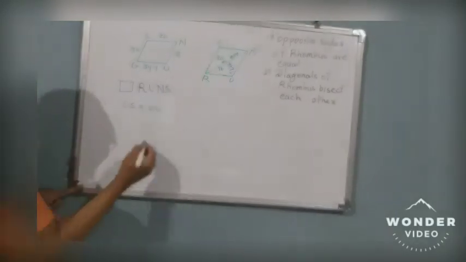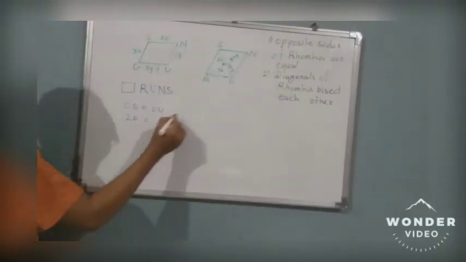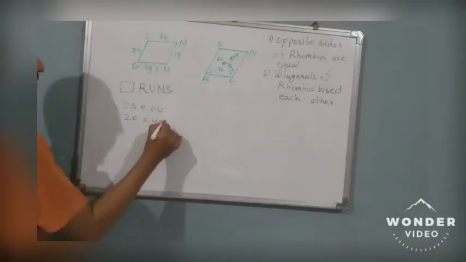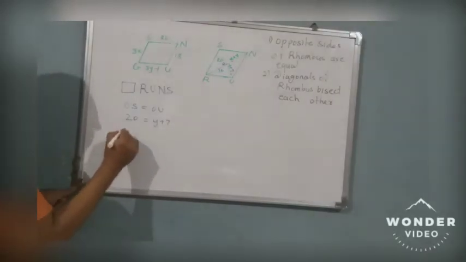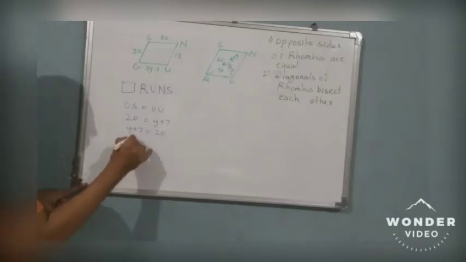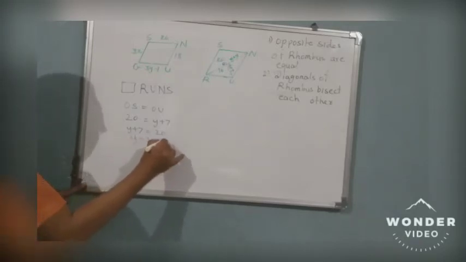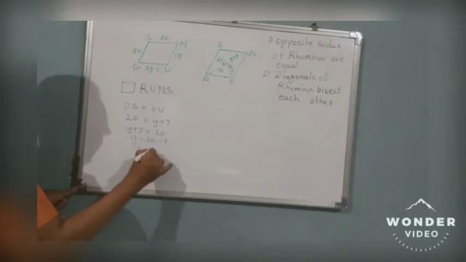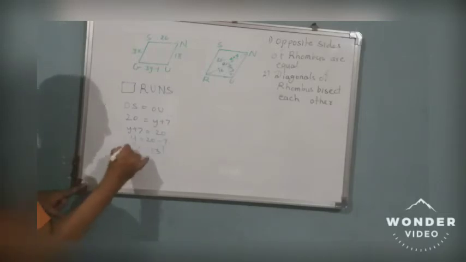Naturally OS is equal to OU. Now what is OS here? That is 20. OU will be y plus 7. Y plus 7 is equal to 20. Y is equal to 20 minus 7. Y is equal to 13. This is the part related to OS.